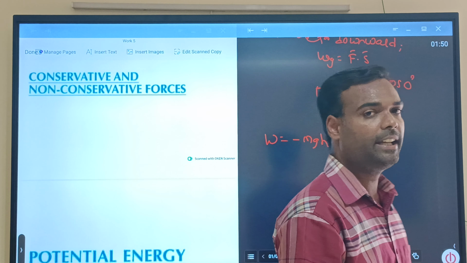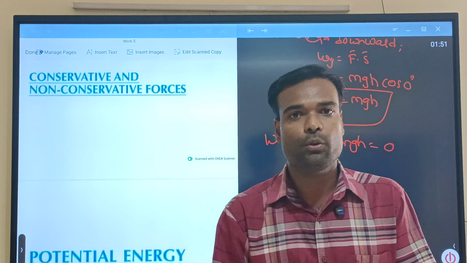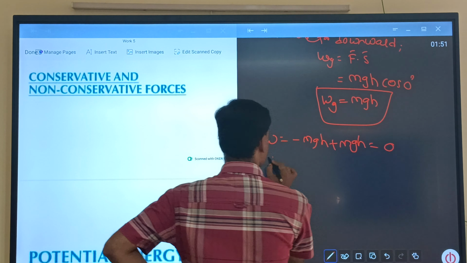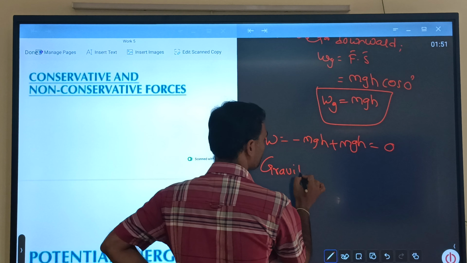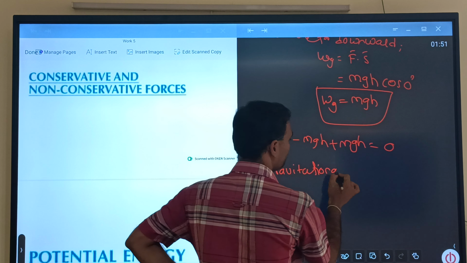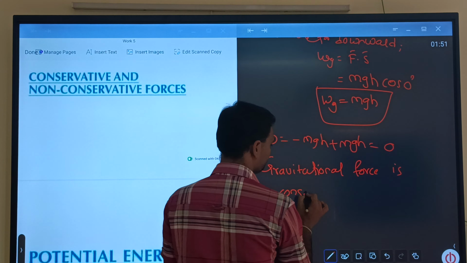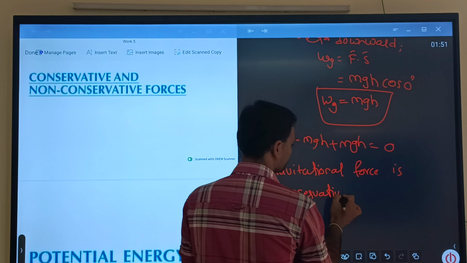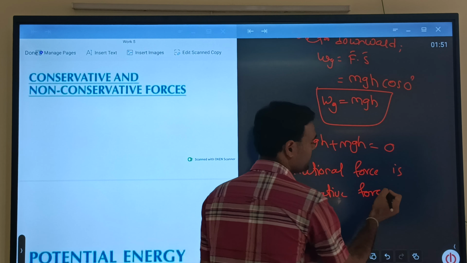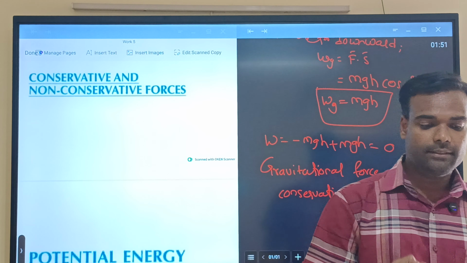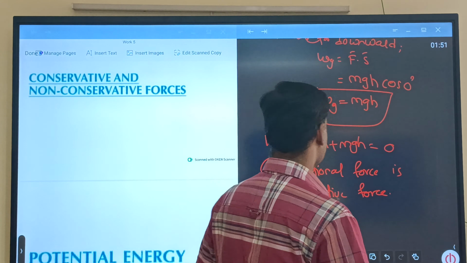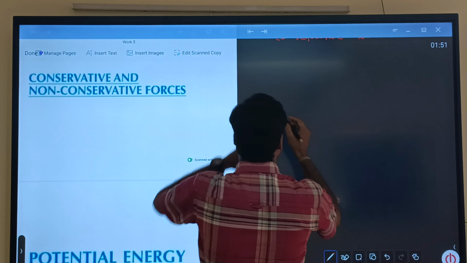For the complete journey, upward and downward motion, only one force is acting here, and that force is the gravitational force. So we can say that gravitational force is a conservative force, right? Then the second point, non-conservative forces.